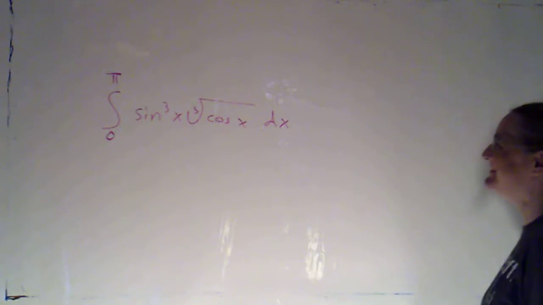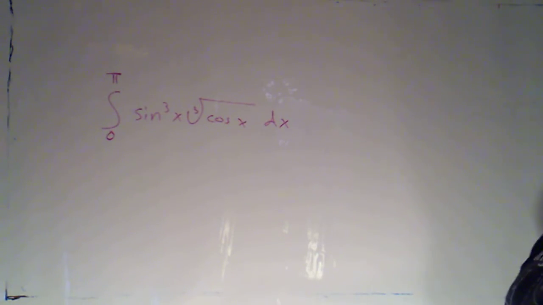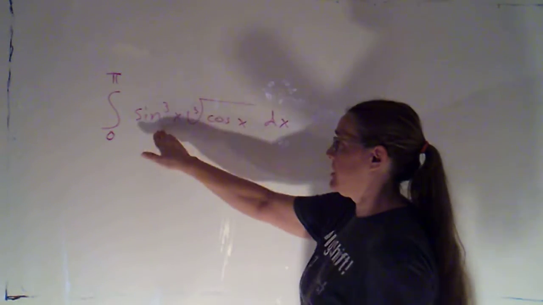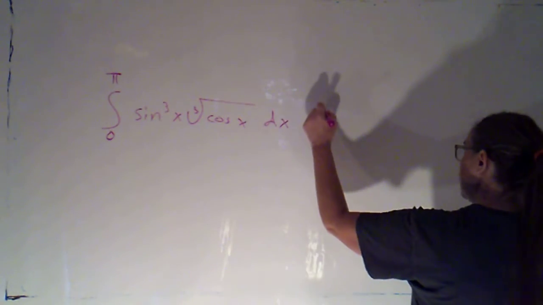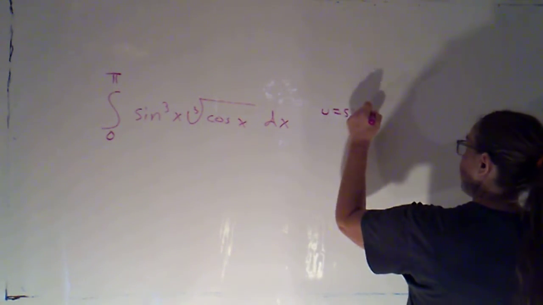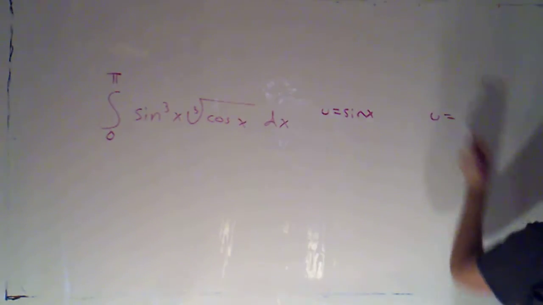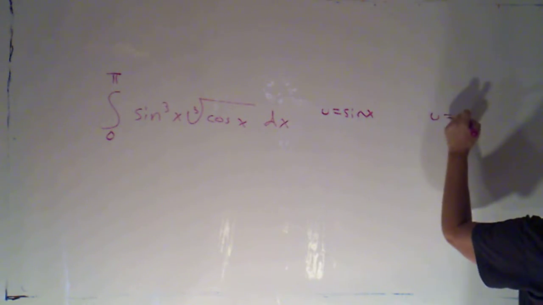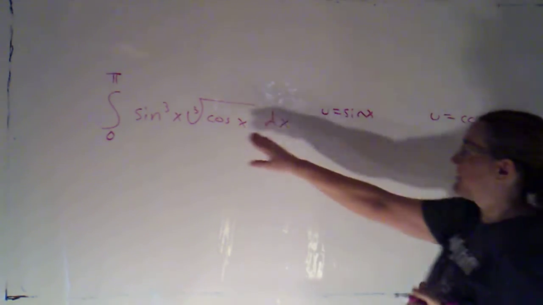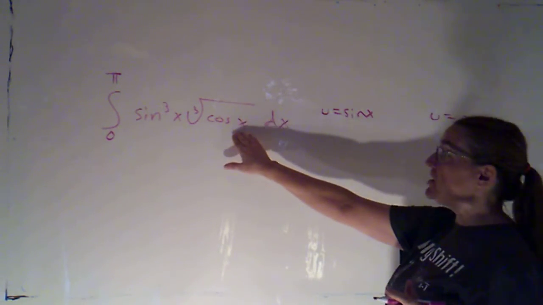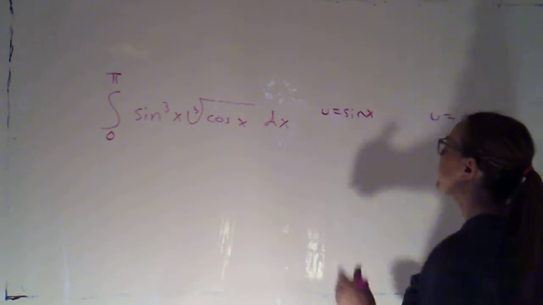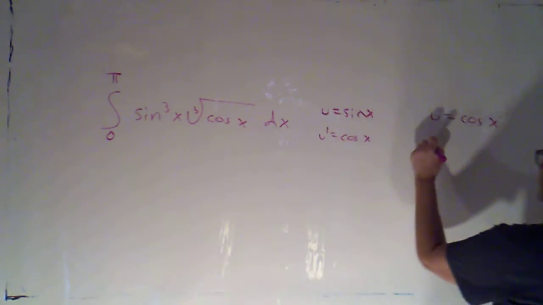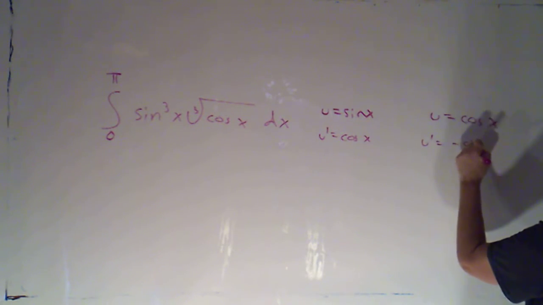Welcome back. All right, so you may be able to see what the substitution should be, but I do have two different function compositions here. So I'm going to just write out both of them. I could have u equals sine x, which would be the inside part of this. It's being plugged into the cubing function. Or I could have u equals cosine x. That's the inside part of this. It's being plugged into the cube root function. If I do this, my u prime would be cosine x. And if I do this, my u prime would be negative sine x.